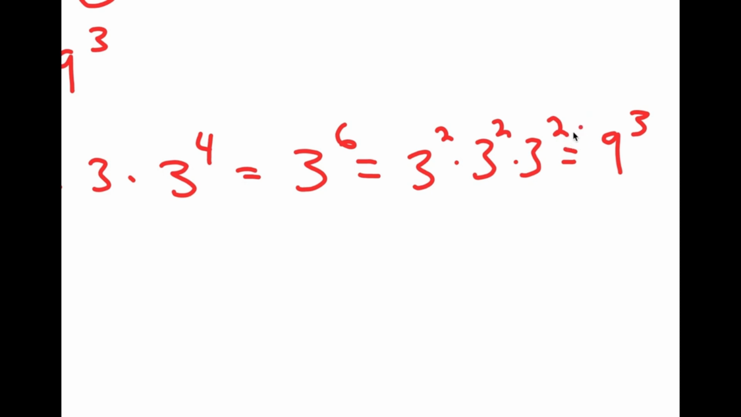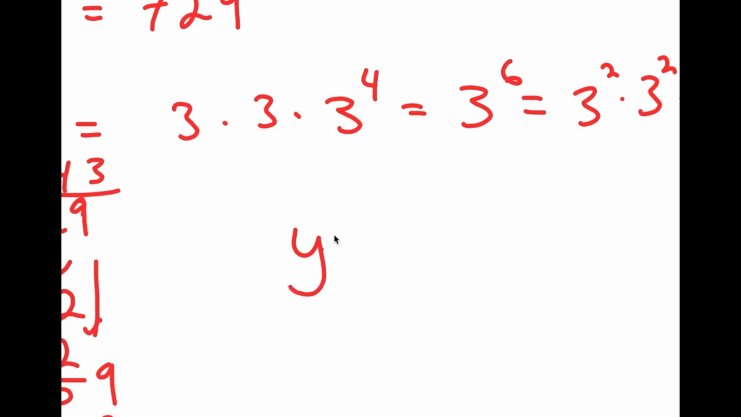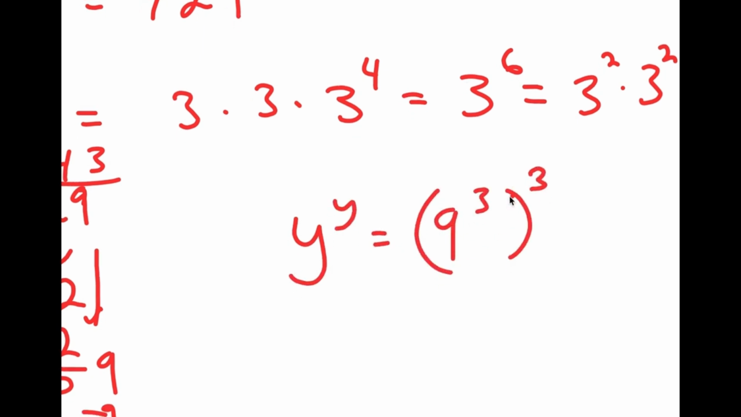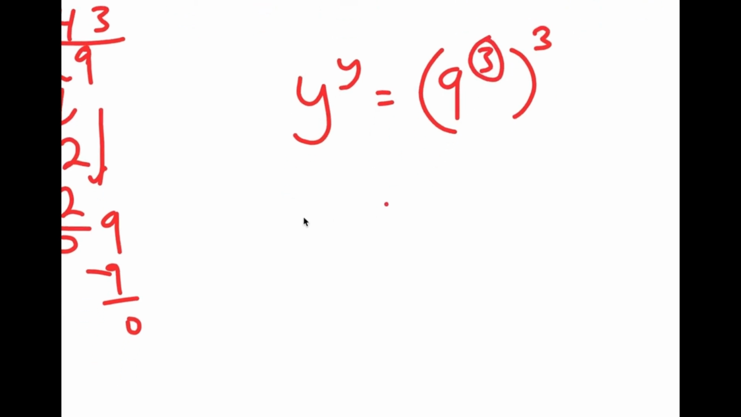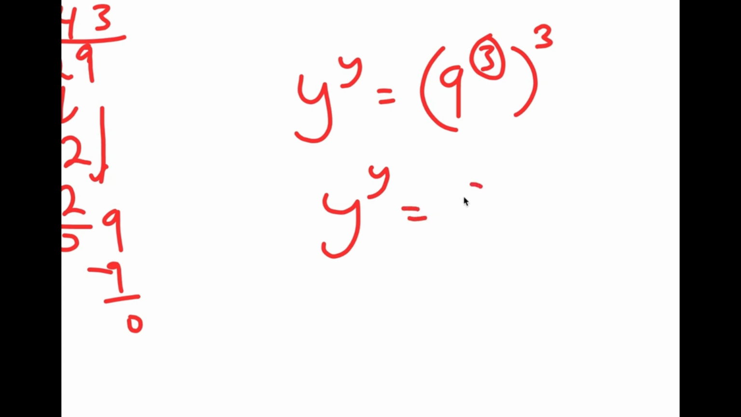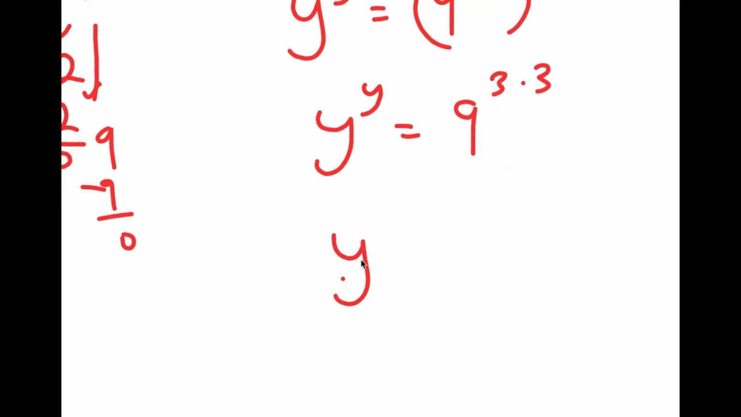So I'm going to replace 729 with 9 to the power of 3. So I get y to the power of y is equal to 9 to the power of 3 to the power of 3. And the reason I did this is because 9 to the power of 3 to the power of 3 is the same thing as 9 to the power of 3 times 3. And 3 times 3 is 9. So I get y to the power of y is equal to 9 to the power of 9.